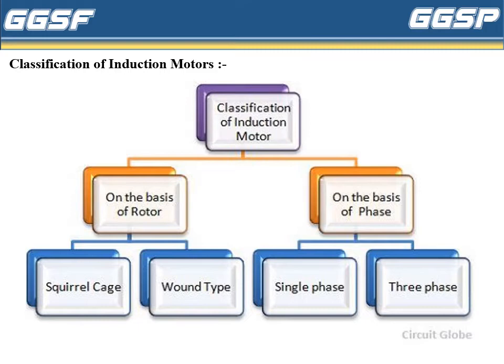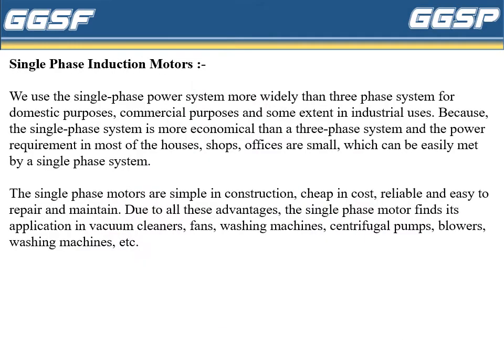Then the classification of induction motors. Induction motors can be classified on the basis of rotor and on the basis of phase. On the basis of rotors, there are two types: squirrel cage induction motor and wound type induction motor. And on the basis of phase, there are two types of induction motors: single phase induction motors and three phase induction motors. In this presentation, we are going to see the single phase induction motors.